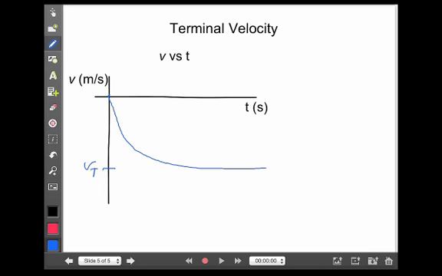Okay, so that is our lecture today on the idea of vertical motion surrounding particularly free fall.